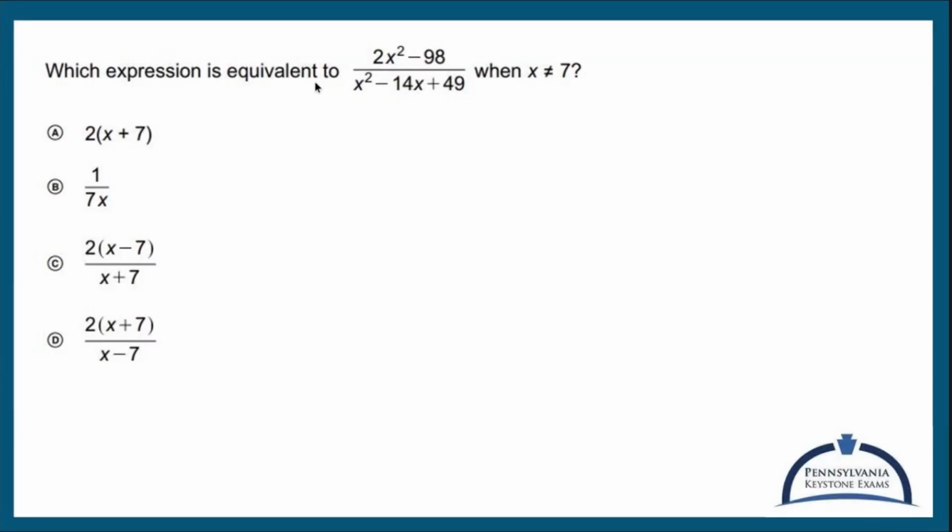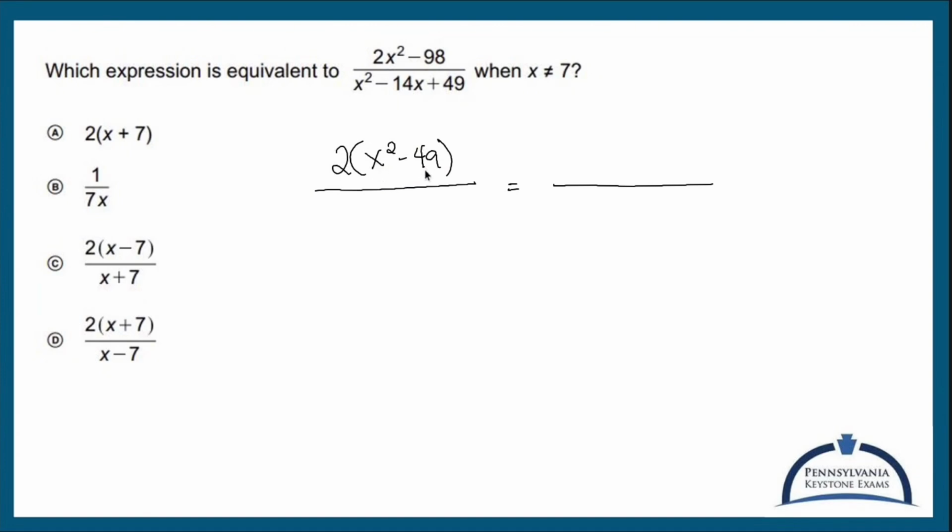Which expression is equivalent to 2x squared minus 98 all over x squared minus 14x plus 49? So we're going to have to do a little bit of factoring, and it's not going to be that pleasant. In the numerator, I can factor. Let's focus on the numerator first. Right away, I can factor out a 2 because I notice that there's an even number in common. So when I factor out a 2, I'm left with x squared minus 49.